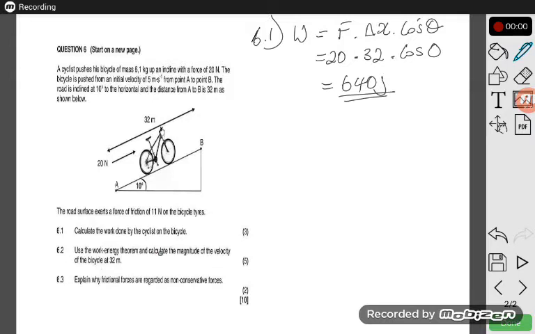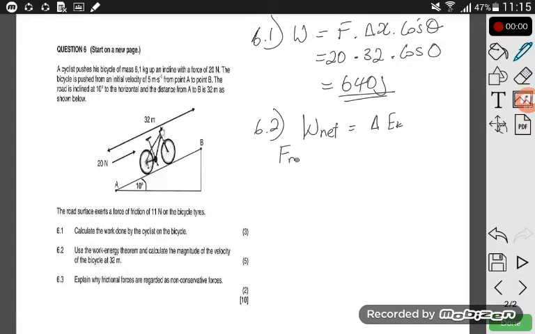Alright, use the work energy theorem and calculate the magnitude of velocity of the bicycle at 32 meters. So number 6.2, work energy theorem. Net work done on an object is equal to the change in kinetic energy of the object. So the net work done can be calculated by saying net force times change in x cos 0, which is equal to the change in kinetic energy, half the mass of the object times v final squared minus v initial squared. This could be one way of solving it.